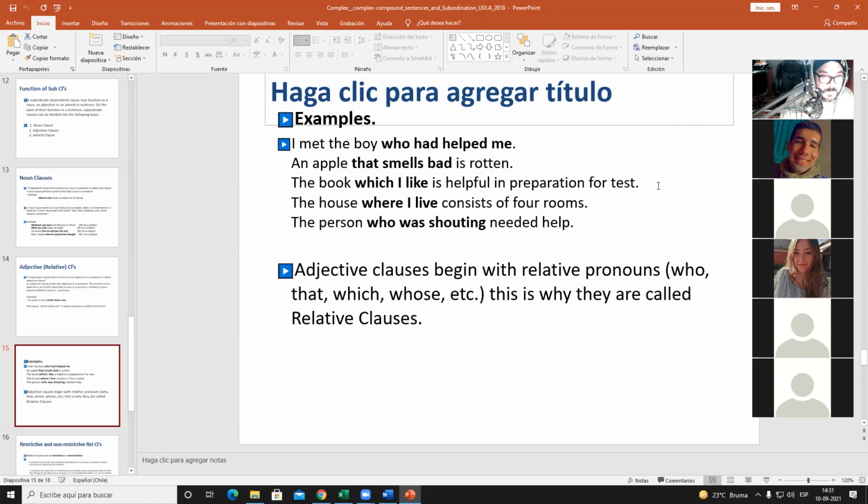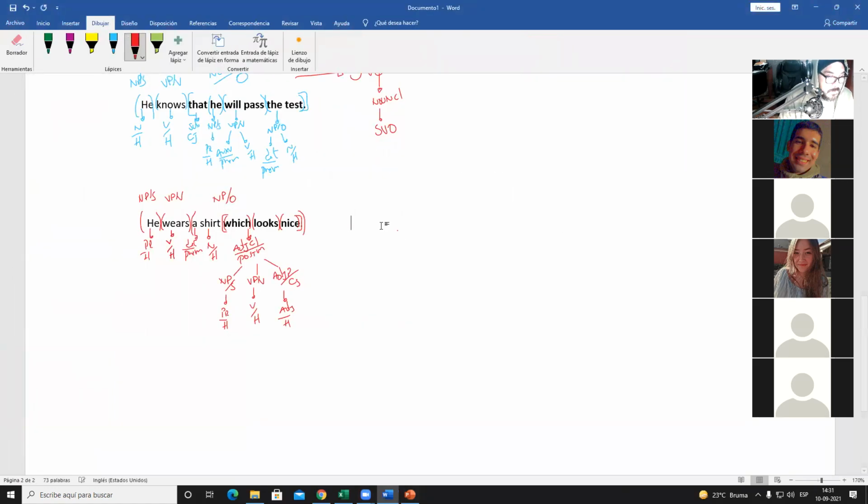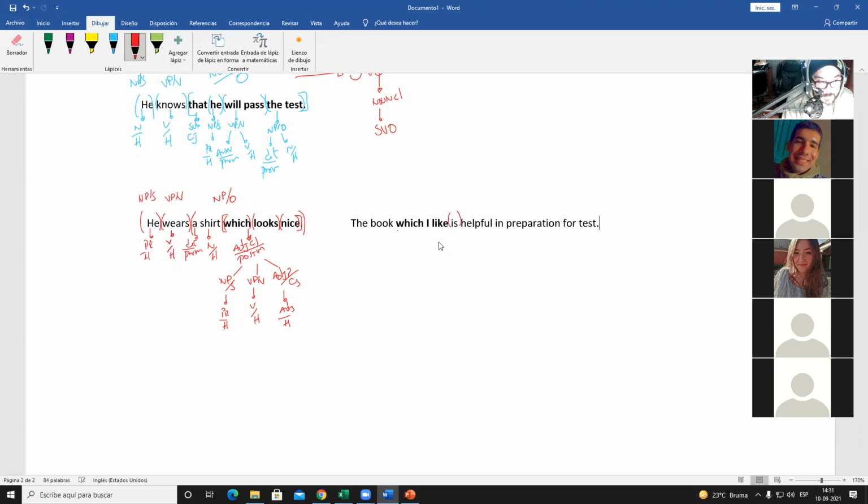The book which I like is helpful in preparation for tests. So I'm going to look for the verb phrase. This one: is helpful in preparation for tests. That is to say, this whole stuff is the subject. This is a noun phrase subject. This is the verb phrase verb. Is what? Helpful, right? This is an adjective phrase subject complement. For what, right? The reason or the effect: in preparation for test, this is a prepositional phrase adverbial.